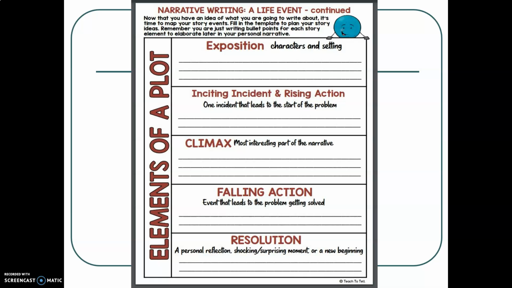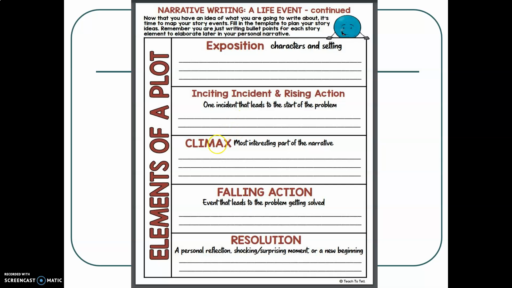So the beginning of any story has what we call the exposition, and this is where the author or writer introduces the characters and the setting in great detail or description. So you want to make sure that you have included the exposition in your personal narrative. Then after that, we have the inciting incident and rising action. So you have one incident that leads to the start of the problem. So that's where you will have the next part of your story, your next paragraph.